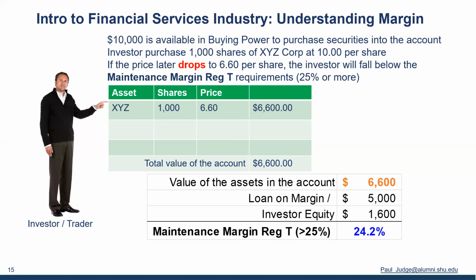You have a loan of $5,000. So the total assets in the account, $6,600, less the loan of $5,000, means the investor's equity is only $1,600. And $1,600 is 24% of 6,600. So the investor's equity, the investor's ownership of the assets in the account, has dropped below 25%. In order to maintain ownership in this account, this investor has to maintain 25% by rule.